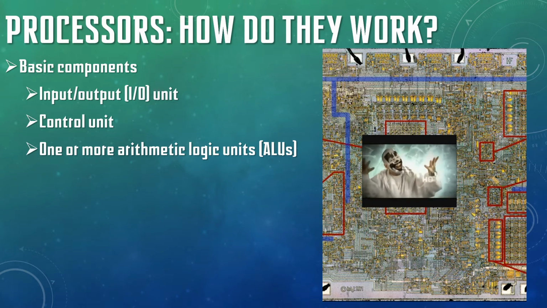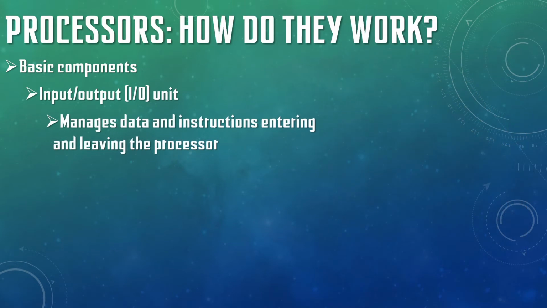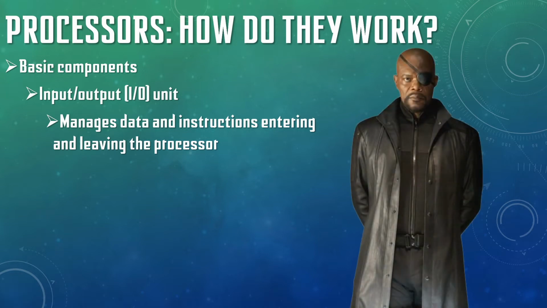Then it has a control unit, which engages all of the other internal units and says, you do this, you do that. Then there's the ALU, which is the logic unit. That does the actual work. It does the math, produces the actual solution, hands it back to the control unit. So the I/O unit manages data and instructions entering and leaving the processor. The analogy we're going to use is that this is Nick Fury. He gets a job, he hears about a problem, or he sees one coming, and he puts together a team to handle it, the Avengers.